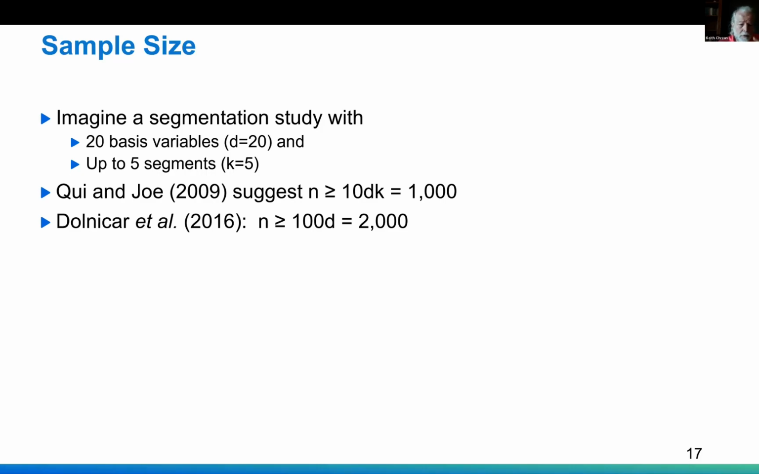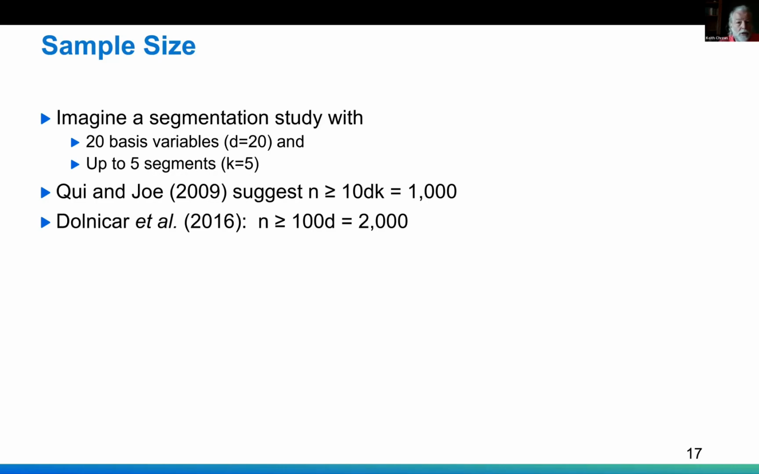A more recent review did a more thorough analysis, and they thought that you really need 100 times as many respondents as you have variables. So you take your number of variables, you multiply it by 100, and that's the sample size you should be shooting for, 2,000 in this case.